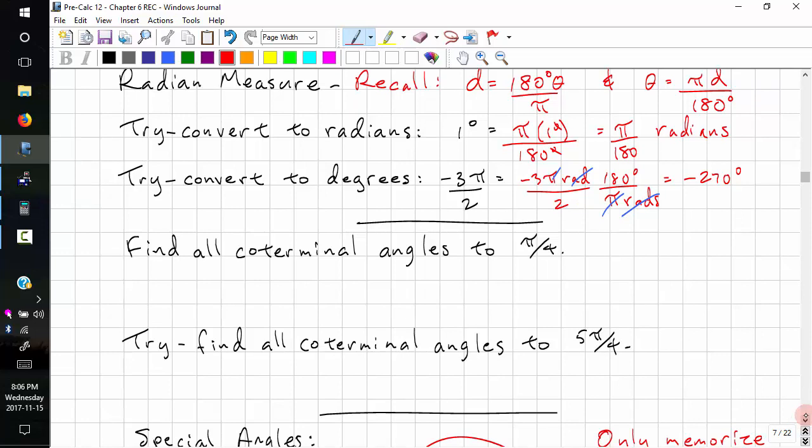Okay, some more quick exercises. Find all coterminal angles with pi over 4. This is already a principal angle. So pi over 4 plus 2 pi n, n being in the set of integers. So the equivalent for the degrees was 360 degrees times n. And 2 pi radians is once around. So we're doing exactly the same thing.